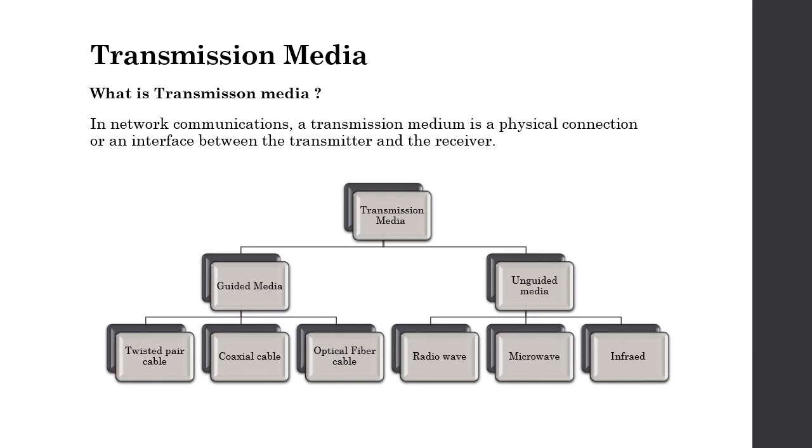The main feature of unguided media is that it is less secure, and the signal can be transmitted through the air, and it is used for large distances. This media is also divided into three parts.